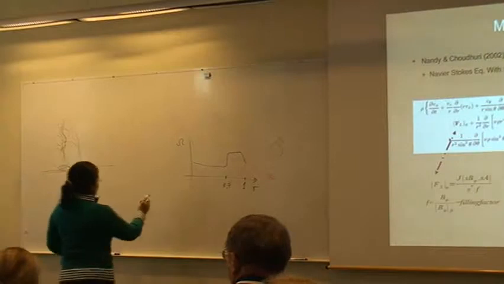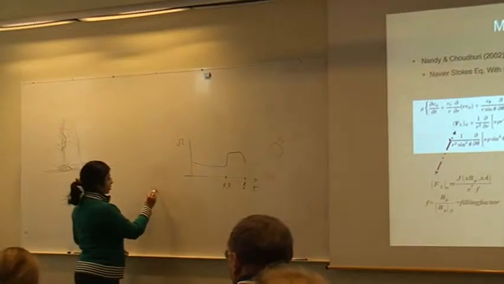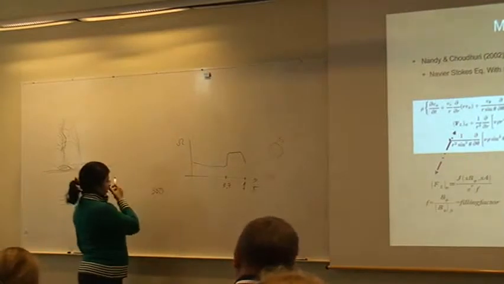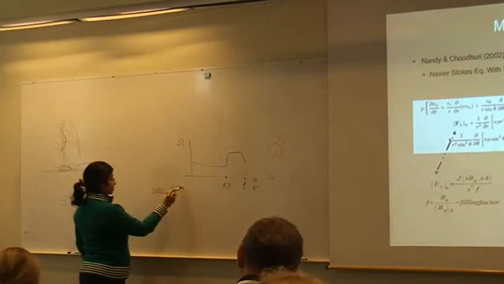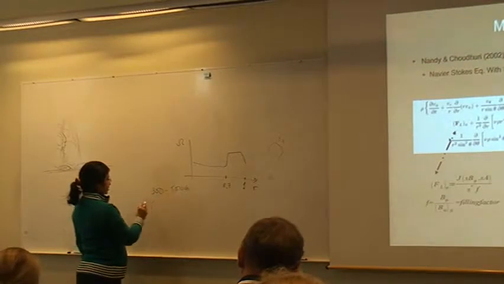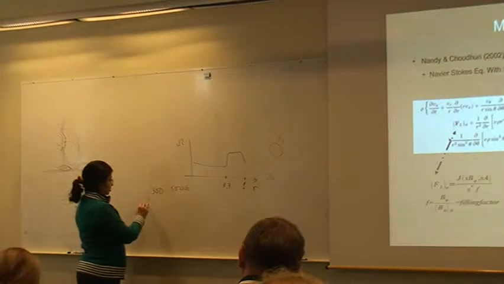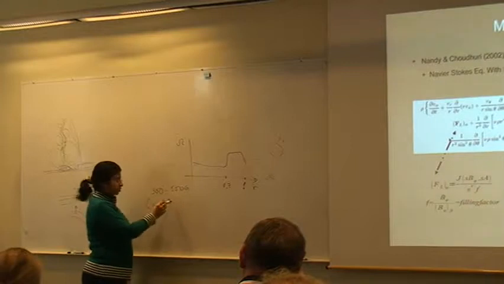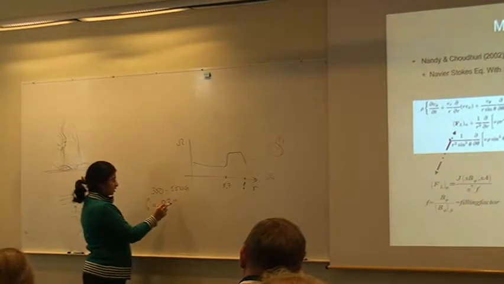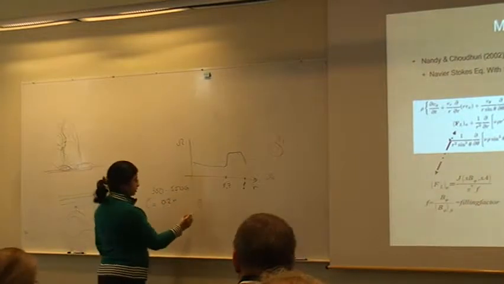Assuming that the mean field is something around, say, 300 to 500 Gauss, and rho at the bottom of the convection zone is probably 0.2. So you calculate the speed, something like that.